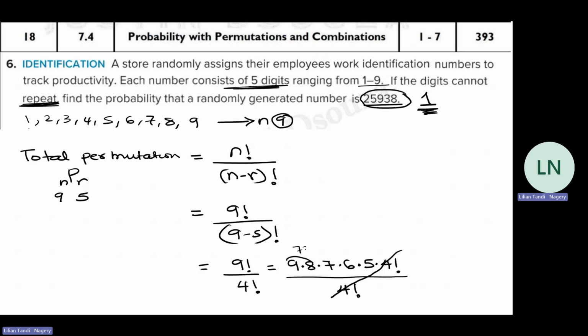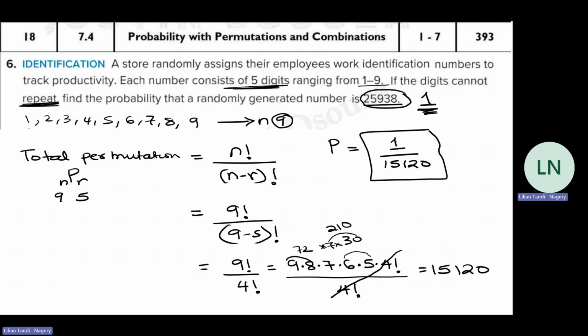Now you do that. This is 72, this is 30 and then times 7, this is 210. So what is 72 times 210? 72 times 210 will be 15,120. Now you want to find the probability. So the probability will be 1 out of 15,120, and you box your answer. Why is it 1? Because this number can only happen one time. It cannot happen more than one time. All right, we move on.